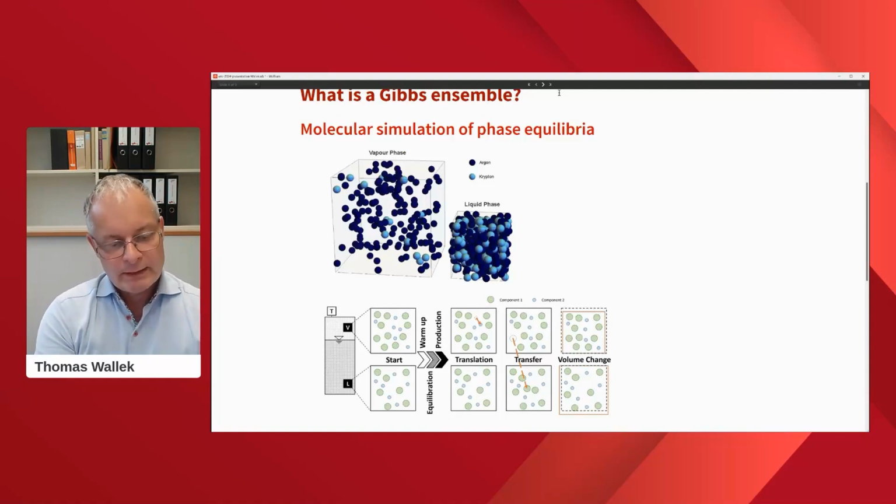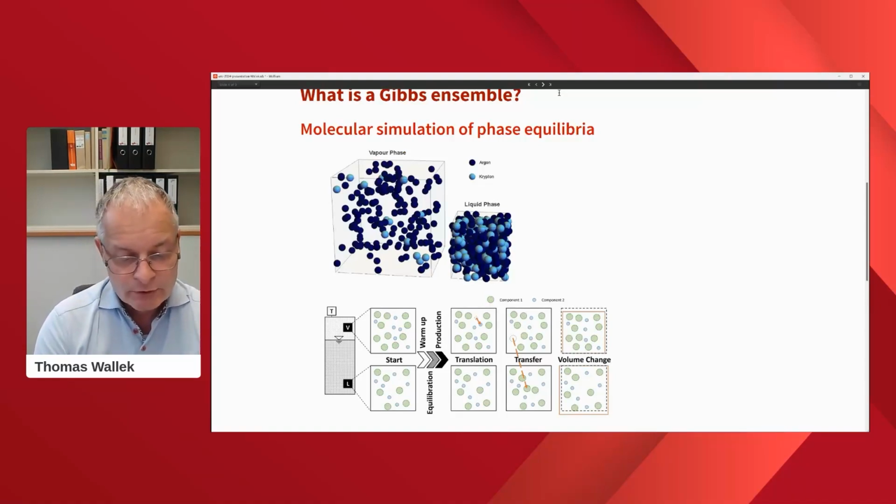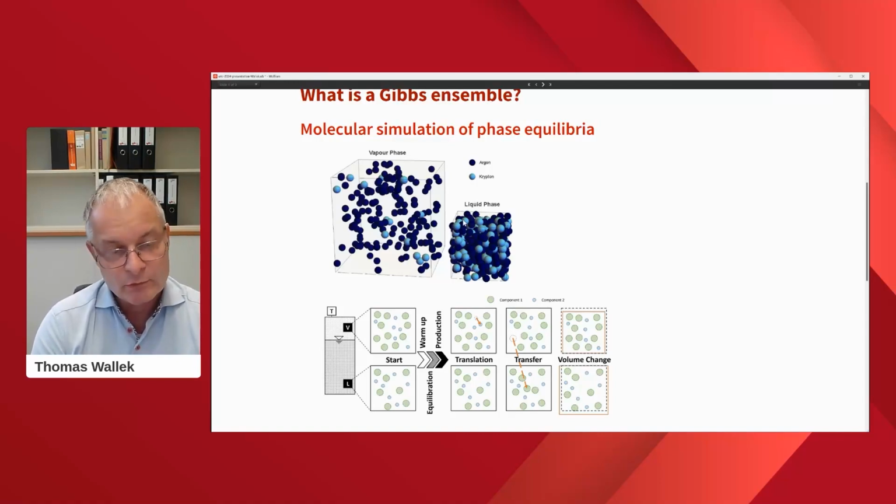Now in our case, we apply Monte Carlo to a so-called Gibbs-Ensemble to conduct molecular simulations of phase equilibria, which means we set up two boxes, one for the vapor phase, one for the liquid phase, to simulate the boiling of a liquid in coexistence with the vapor. For that purpose, these boxes are initially filled with molecules and then undergo so-called Monte Carlo moves, which are illustrated in the figure below.